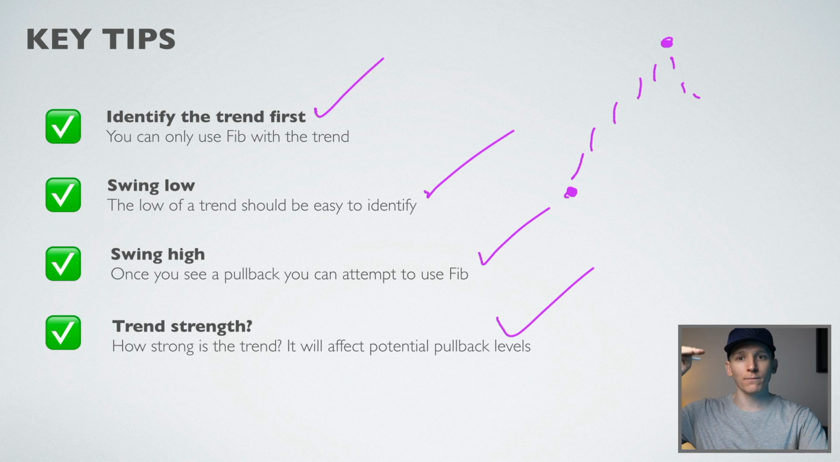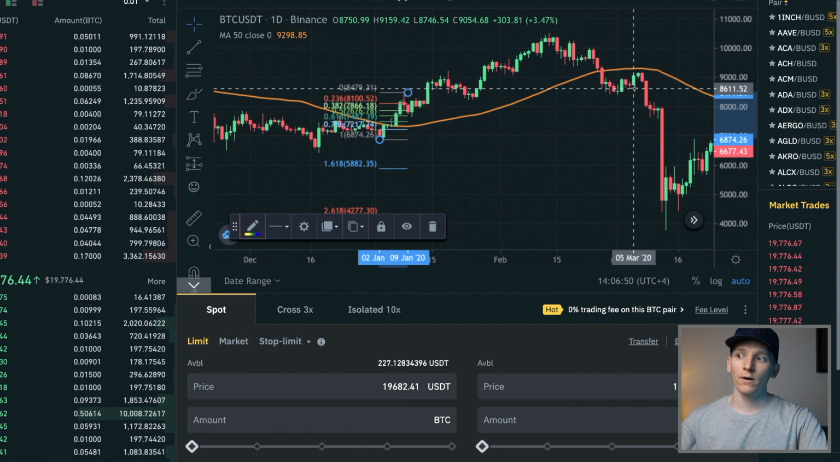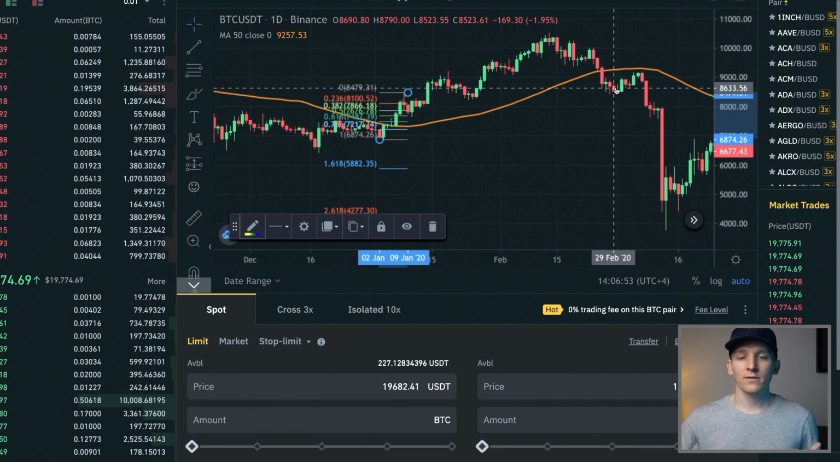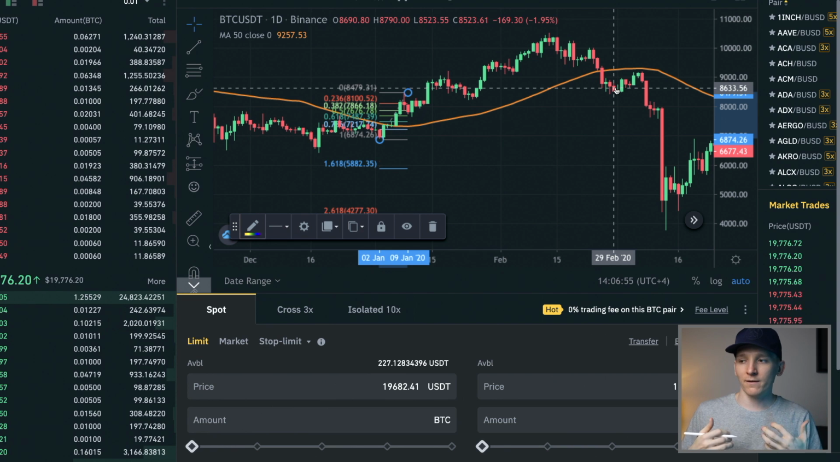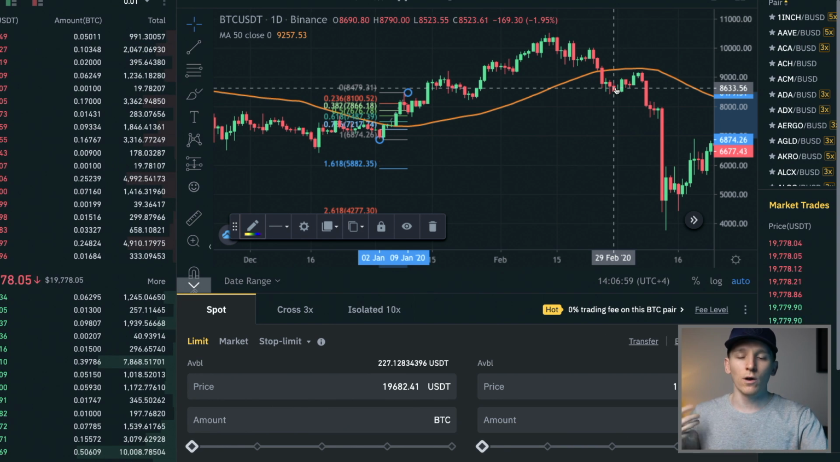Strong trend, it will only pull back a little bit. Weak trend, as you can see here, it might pull back a lot. And so if it's a weak trend, then you can say, I'm going to lay off a little bit and see where the price goes. So that has to be something that you learn over time as well.